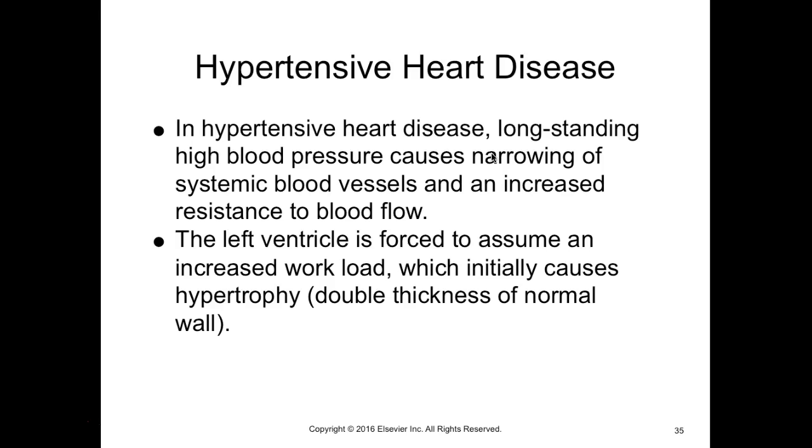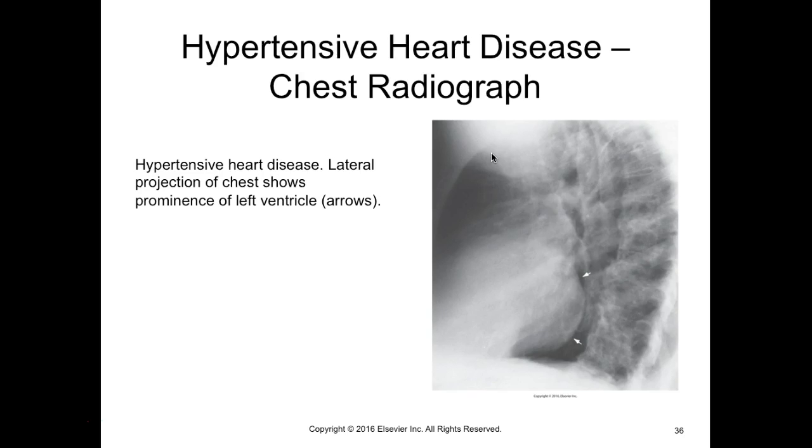In hypertensive heart disease, long-standing high blood pressure causes narrowing of the systemic blood vessels and an increased resistance to blood flow. So the left ventricle is forced to assume an increased workload, which initially causes hypertrophy, so double the thickness of a normal wall. So hyper, remember, bigger, more.